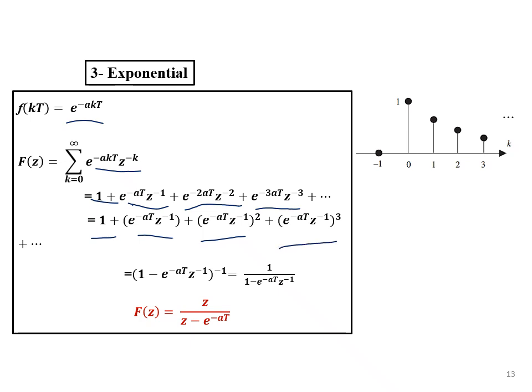This is the Maclaurin expansion of 1 minus e to the power negative aT z to the power negative 1, all to the power negative 1, which is 1 over 1 minus e to the power negative aT times z to the power negative 1. We multiply the numerator and denominator by z. We get F of z equals z divided by z minus e to the power negative aT.